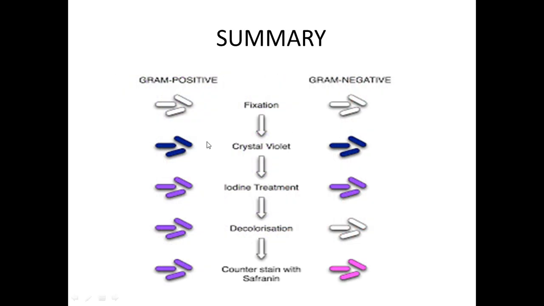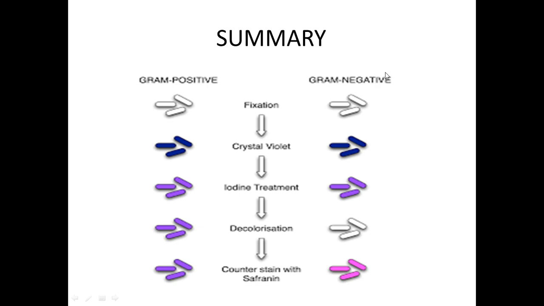This is a summary of the whole process. For gram-positive bacteria, if it is colorless, when you add the crystal violet, it becomes violet colored. When you add iodine, it will assume the color of the iodine. When you decolorize, the ethanol cannot wash it off totally. So when you observe under the microscope, it will occur violet.